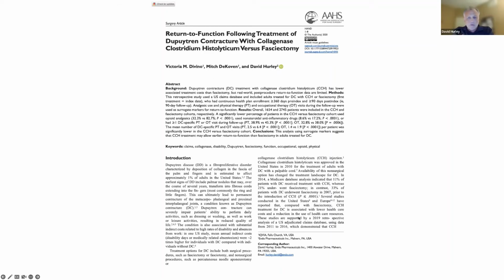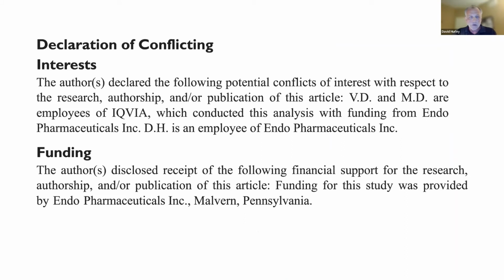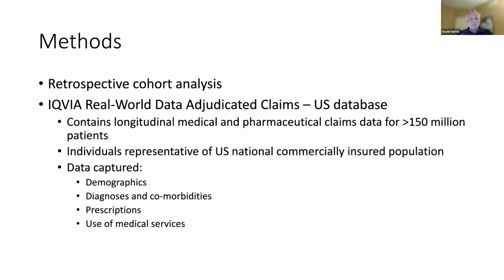Again, thank you for inviting me to present our research. If you can go to the next slide, Dr. Chim, thank you. I do need to declare some conflicting interests. The first is that I am currently an employee of Endo Pharmaceuticals and was at the time this research was done. They are the makers of Xiaflex, and they funded this study. My co-authors, Victoria Davino and Mitch DeKoven, are employees of IQVIA. They provided the database and much of the analysis for this study. Next slide, please. Before I go to the methods, I want to say that I am not speaking this evening as an employee of Endo. What I tell you today is not necessarily the opinion of Endo Pharmaceuticals.